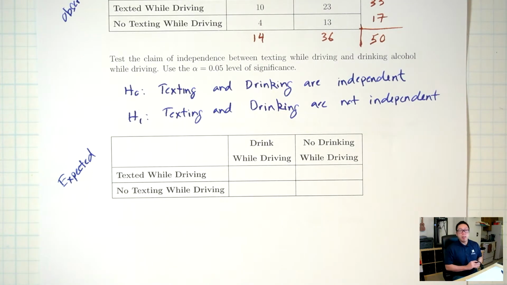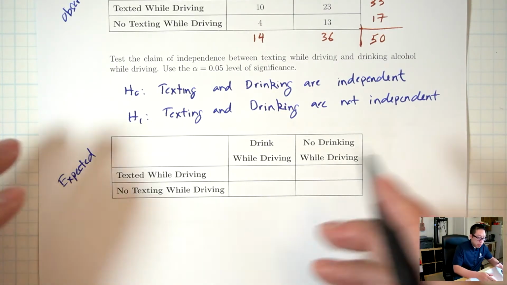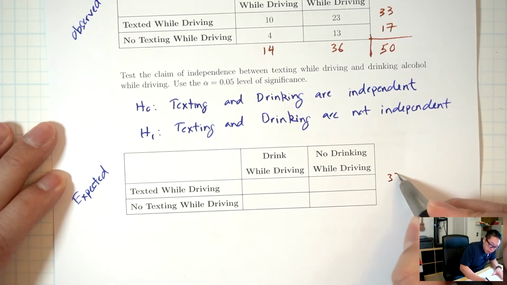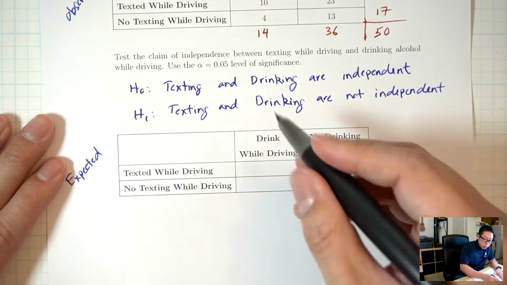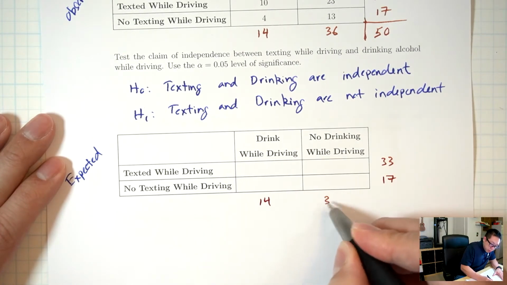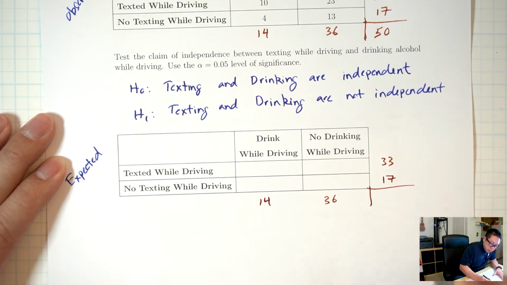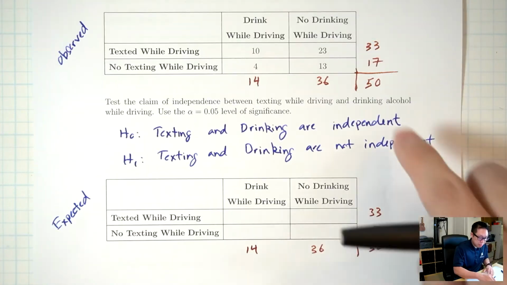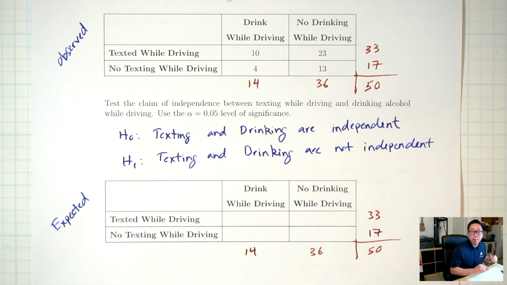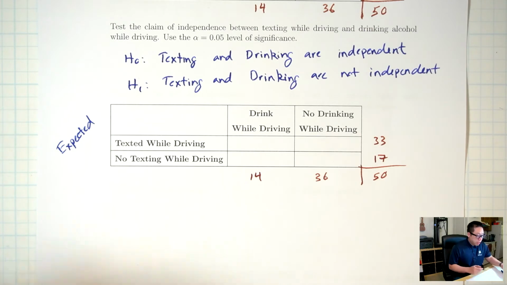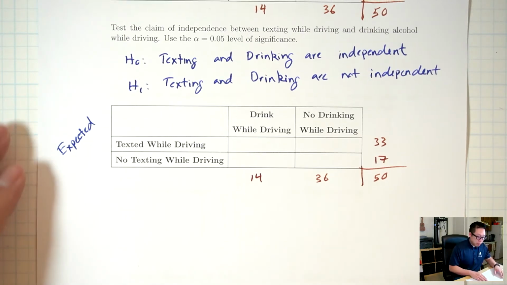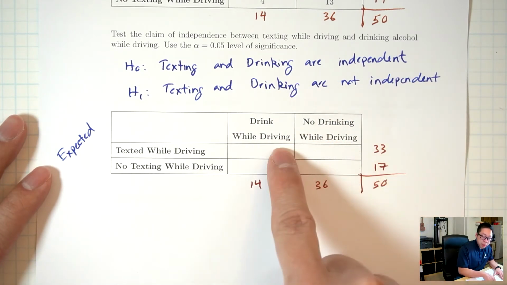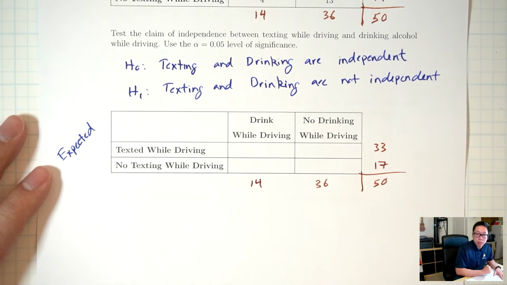Now, how do I find the expected numbers? So for my expected numbers, I want the same row totals as the original, and I want the same column totals. And I want the same total. I'm calling it total, but the actual name for that is the grand total. So it's just the total of everybody in the study. And I want to fill in this table so that, assuming that texting and drinking are independent, what should these numbers be, right? If indeed texting and drinking are independent.